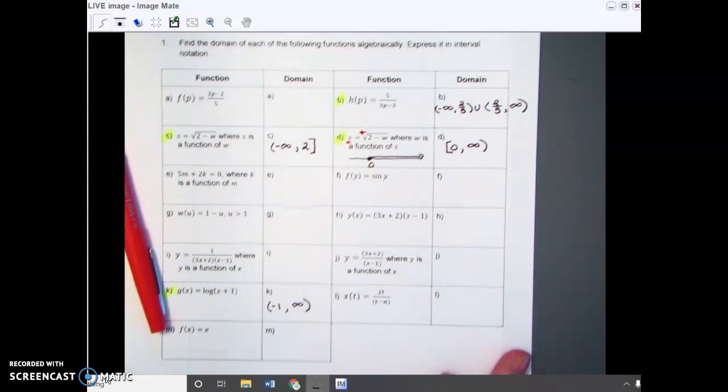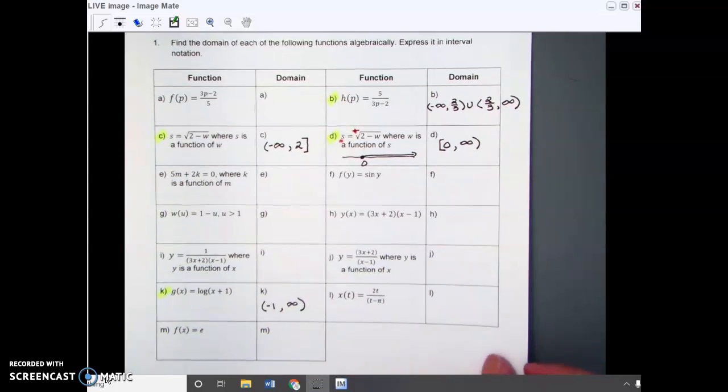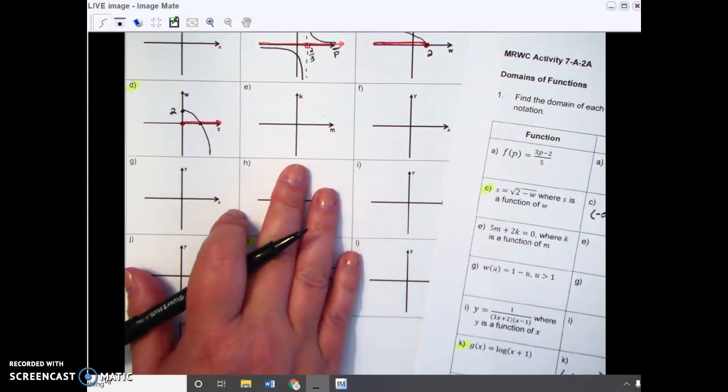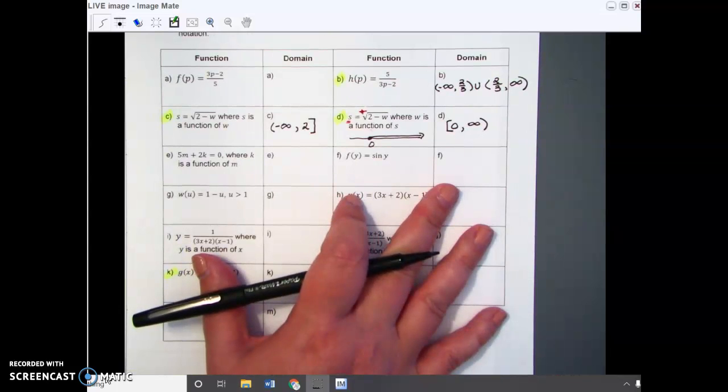You're going to take the work that you did yesterday, plug it into Desmos, and see what that graph looks like, and see if the domain you get with Desmos is the domain that you predicted yesterday on the front page.